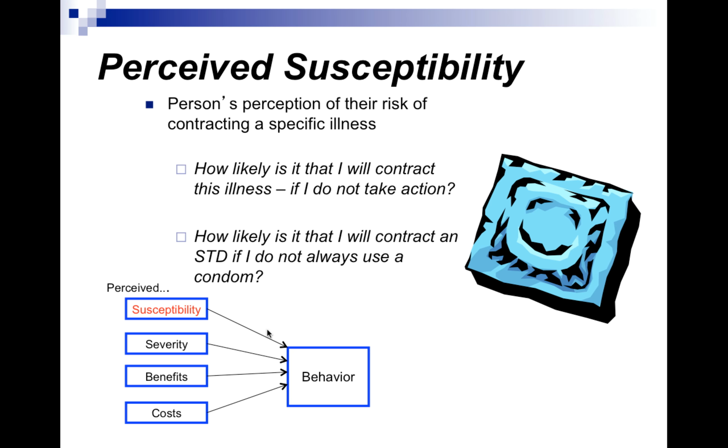And the first one is perceived susceptibility. Perceived susceptibility is one's perception of how likely it is that they will contract an illness. For example, you might ask somebody to give you an answer to how likely is it that I will get pregnant if I don't use a condom? How likely will it be that I will develop cancer if I stop smoking? How likely will it be that I will get into a car crash if I text while driving? So these are people's perceived susceptibilities.